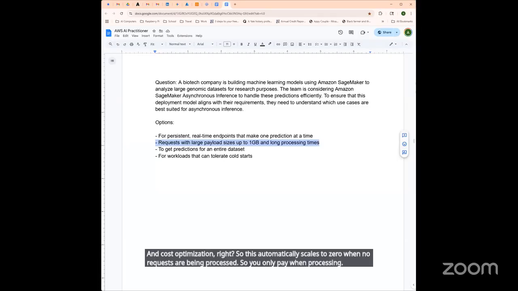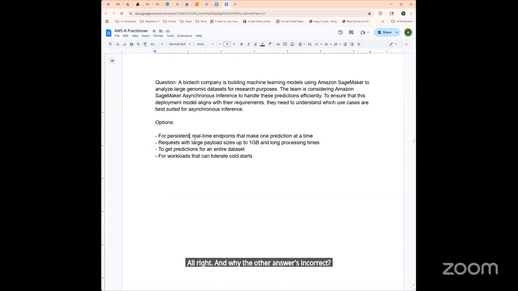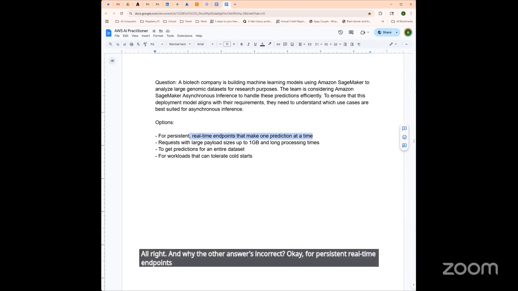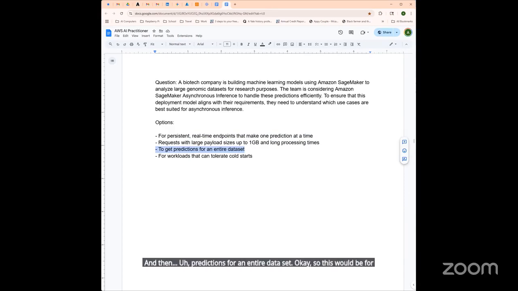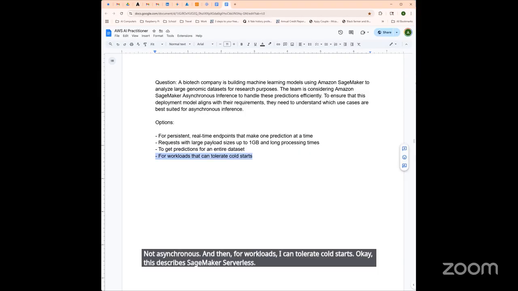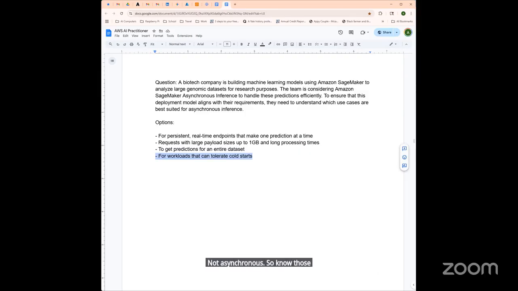All right. And why the other answers are incorrect? Okay, for persistent real-time endpoints. All right. So these are for SageMaker real-time hosting services, not asynchronous inference. And then predictions for an entire data set. Okay, so this would be for SageMaker batch transformation, not asynchronous. And then for workloads that can tolerate cold starts. Okay, this describes SageMaker serverless, not asynchronous. So know those definitions of the services and you'll do much better.